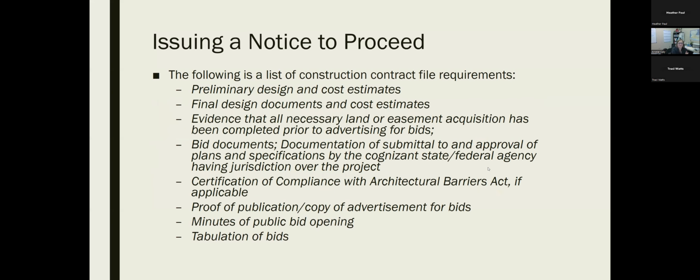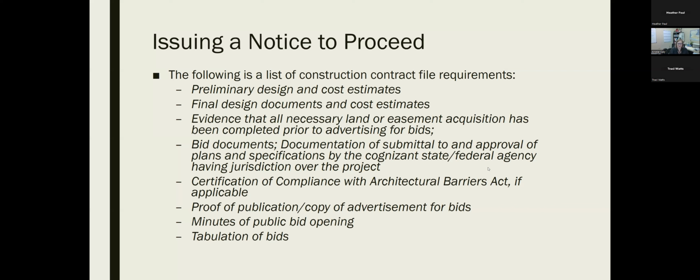So the following is a list of construction contract file requirements. One would be the preliminary design and cost estimates. Then the final design documents and cost estimates. Evidence that all necessary land or easement acquisition has been completed prior to the advertising of bids, if that's necessary. Bid documents, documentation of submittal to and approval of plans and specifications by the cognizant state or federal agency having jurisdiction over the project. So that would be DEQ for sewer and LDH for water.